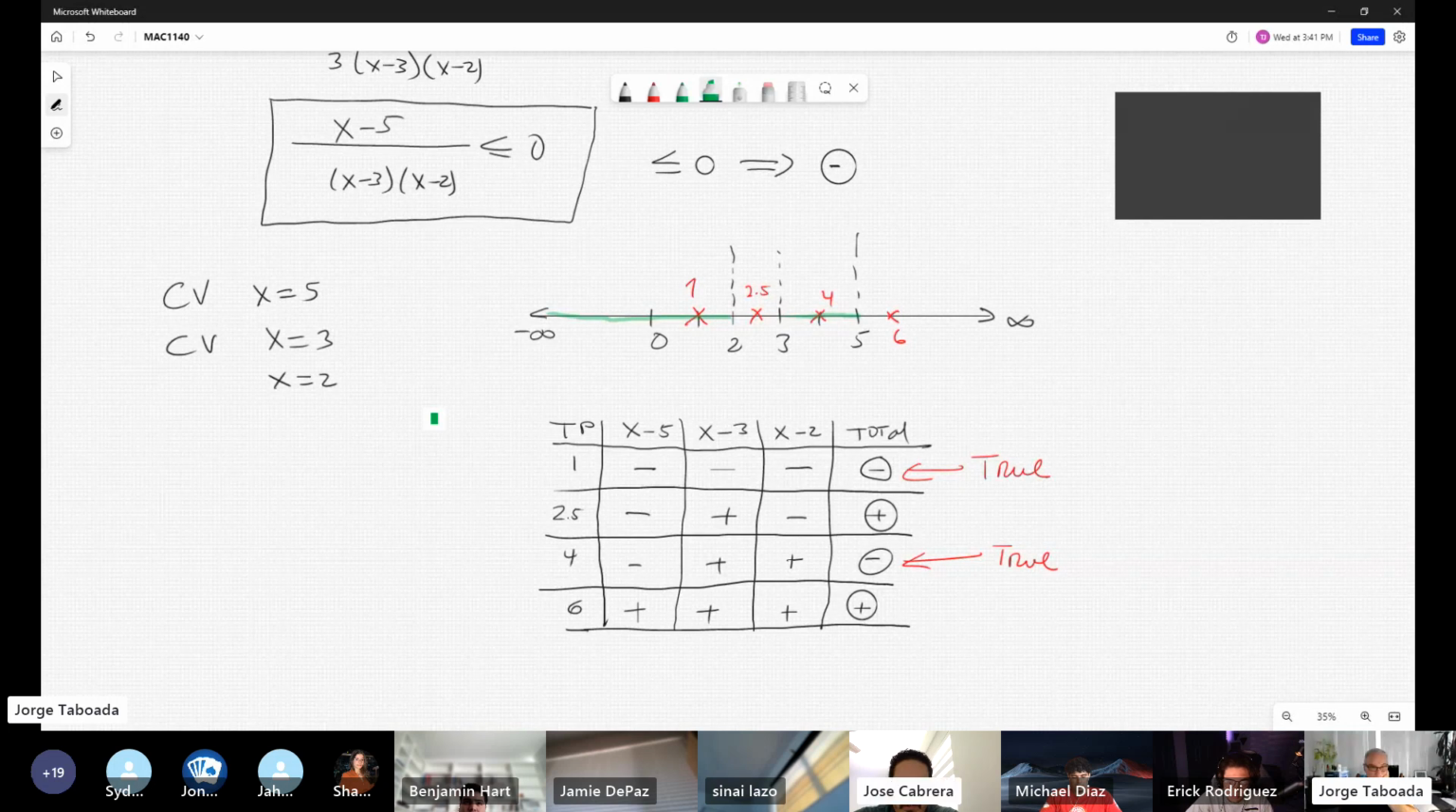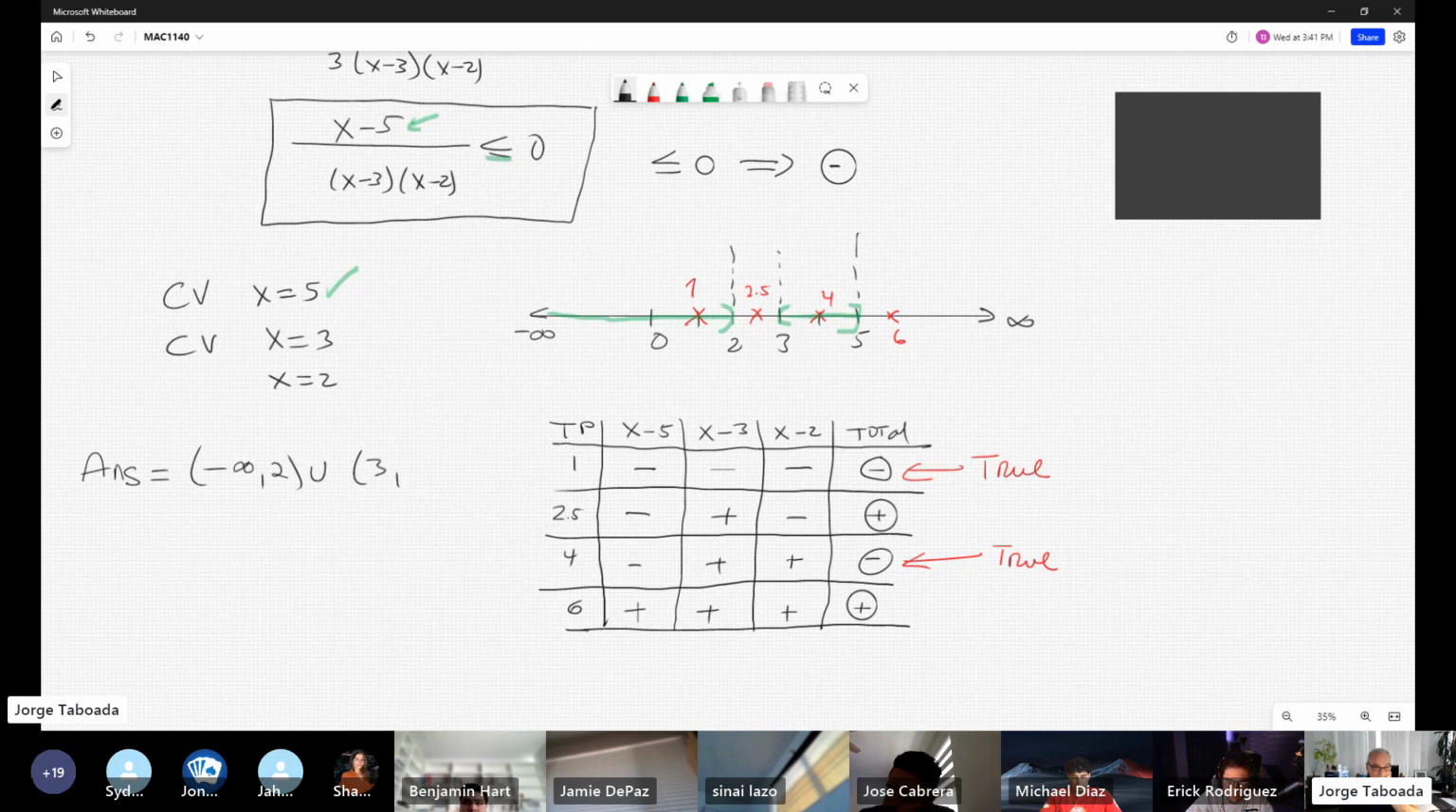And what about the endpoints? Include the endpoint, yes or no? Well, the only endpoint that we include is 5. It's the 0 of the numerator, because it's equal, you include it. But the others no, because the 0 of the denominator is going to be undefined. And 2 parentheses, and 3 parentheses, and 5 bracket. So my beautiful final answer is: from negative infinity, comma 2, union, parentheses 3, 5 bracket. One final answer. Do you understand very well or no?